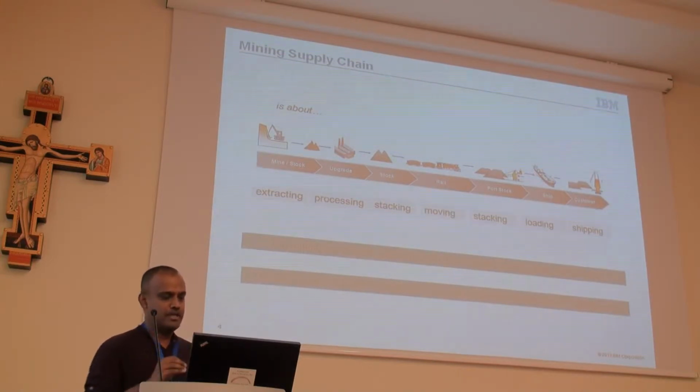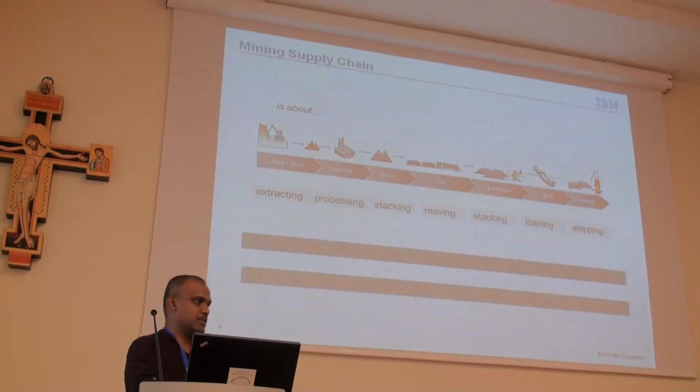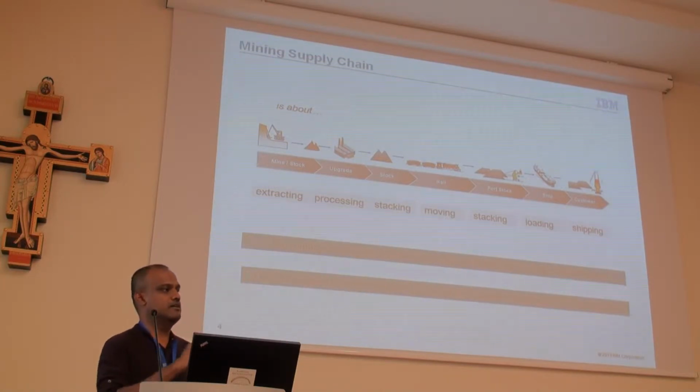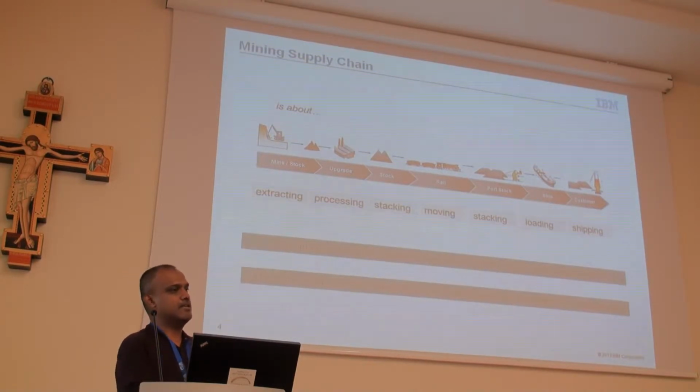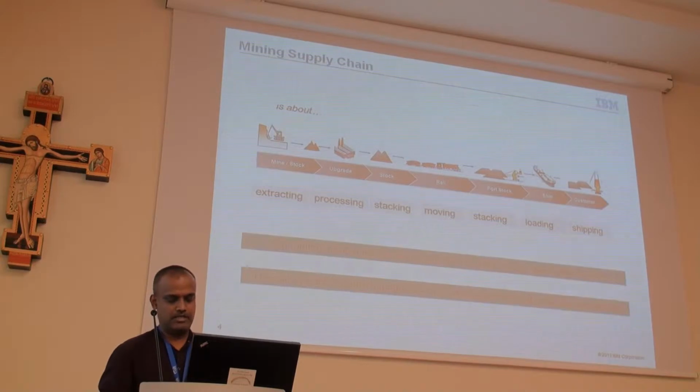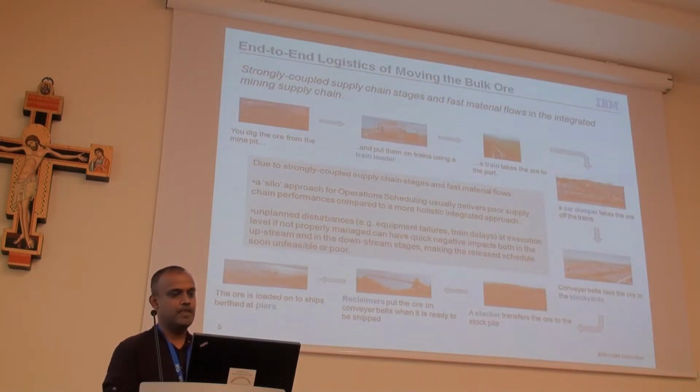And there are a few companies which do not own the rail network, so they use third-party services. But in many cases they own the end-to-end chain. And what we are going to look at here is the end-to-end movement of the material.